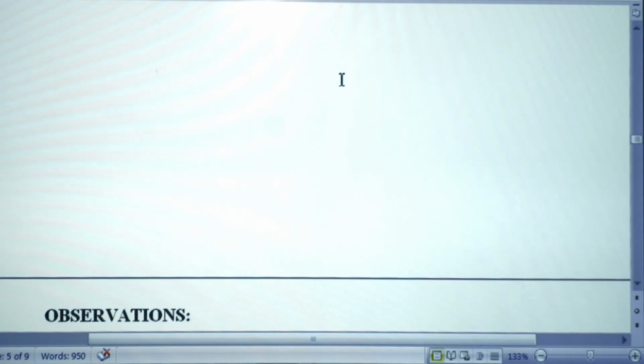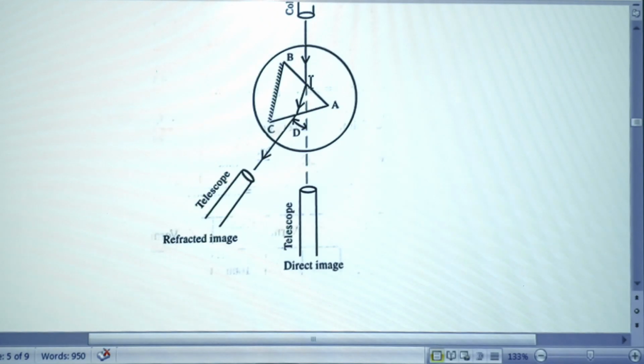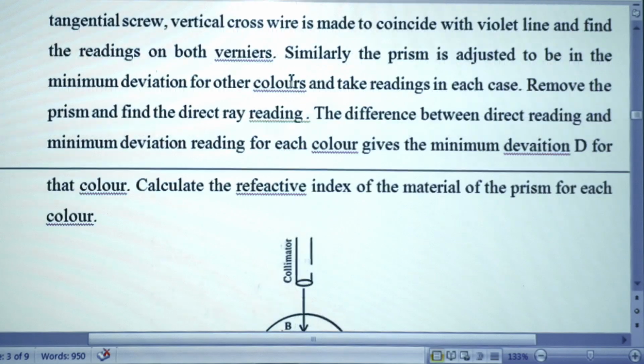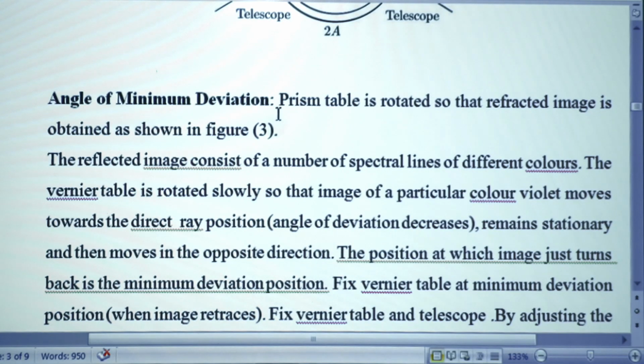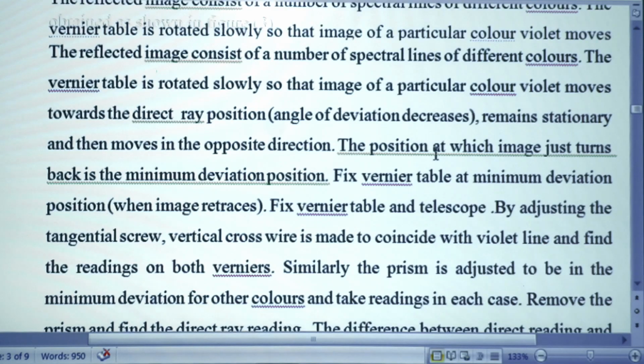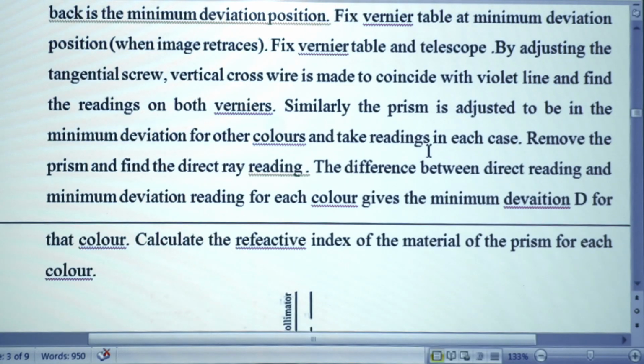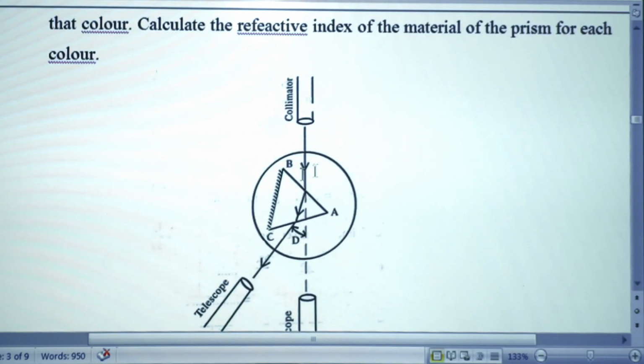Now we want to determine the mu value for the different colors. For that, our aim is to find the minimum deviation D for the different colors. Then the arrangements of the spectrometer are made, and we observe the image of one of the faces, that means the light falls on the face AB, and we are observing the refracted ray. We can see the refracted ray.